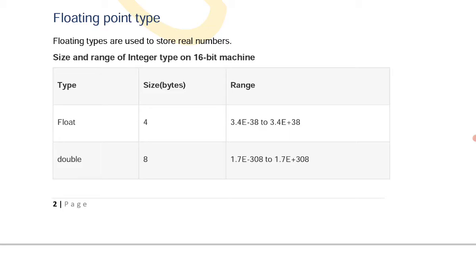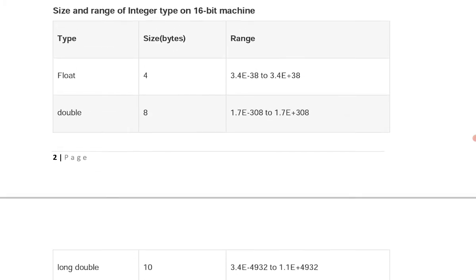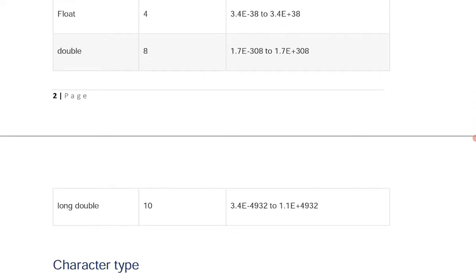And double, what is double? Double means double the size of floating numbers. Double data type generally occupies 8 bytes. It is double the size of floating point numbers, and floating point numbers occupy 4 bytes, whereas double occupies 8 bytes.